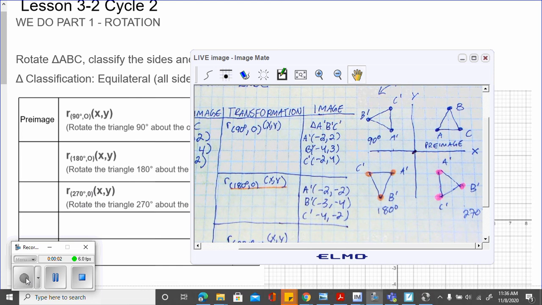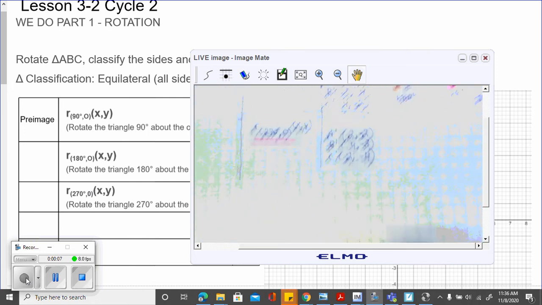In this, we do part 3. We're going to classify the sides and calculate the perimeter. So let's classify the sides.